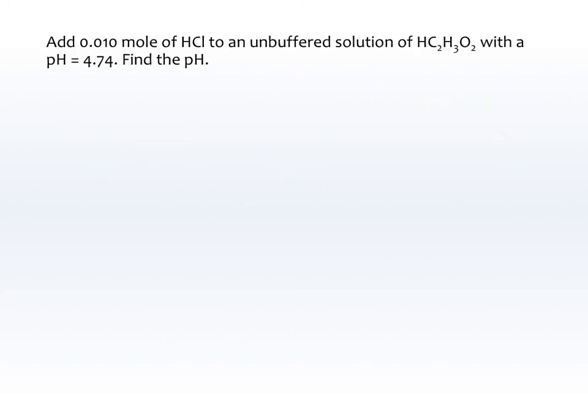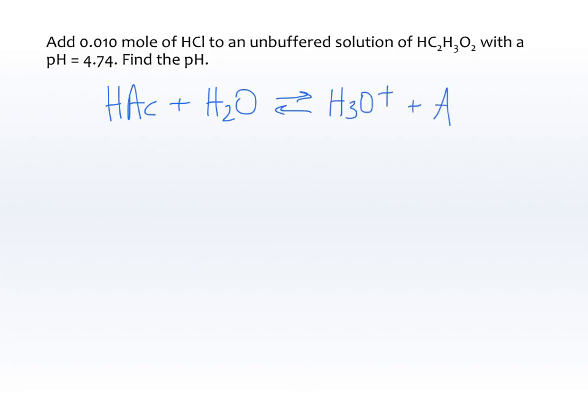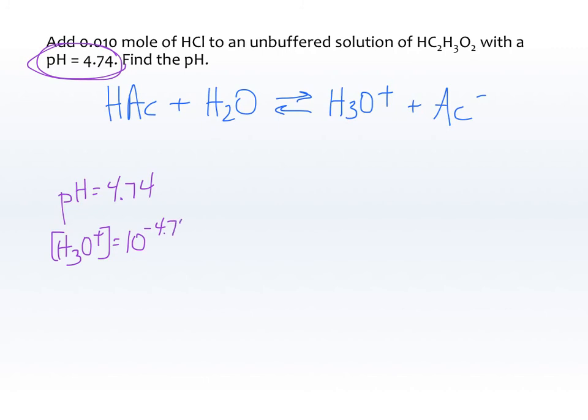One more part to this problem. Add 0.01 moles of HCl to an unbuffered solution of HC2H3O2 with a pH of 4.74. Same exact reaction, HAC plus water makes H3O plus AC minus. Notice here they're not giving you very much information, the pH of 4.74, but if you know that the pH is 4.74, then you know that the H3O plus is 10 to the negative 4.74. So that's 1.8 times 10 to the negative 5.